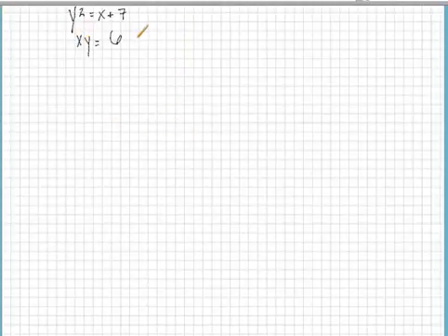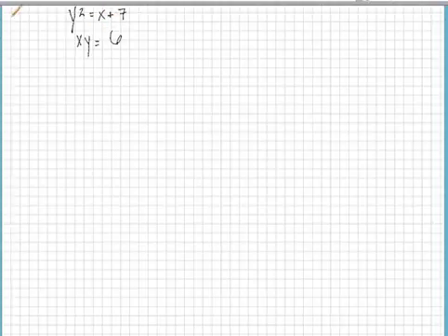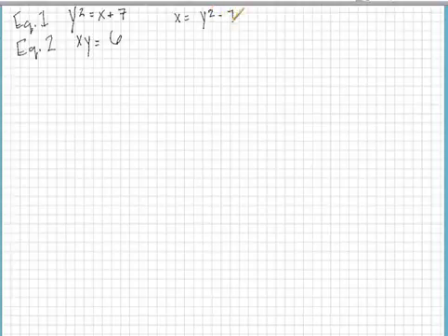To begin to solve this, I'm going to solve for x in equation 1, and input what I find in equation 2. So if we solve for x up here, we get that x is equal to y squared minus 7. Putting that in instead of x in equation 2, I get y squared minus 7 times y is equal to 6.